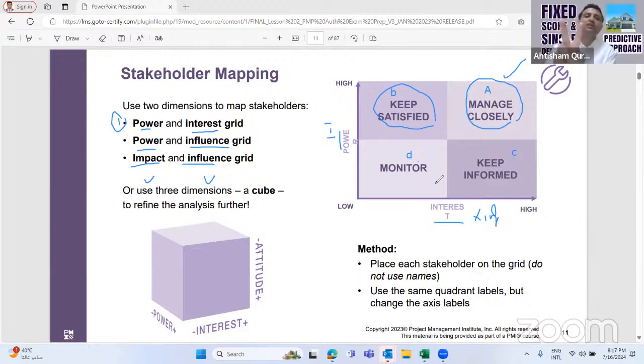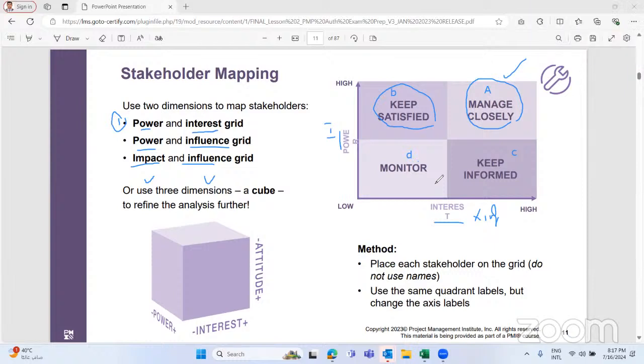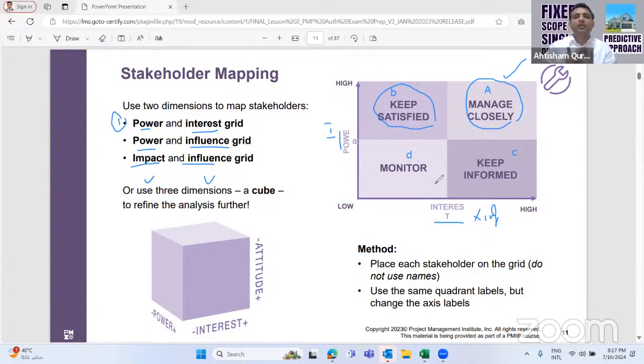Okay, so what we learned today is the two-dimensional matrix, such as the power interest grid. We call it a grid, a 2D grid, a two-dimensional matrix. We are mapping the stakeholders based on their power and interest into the quadrants of a matrix. And then we are deciding the strategies for how we can proceed and engage with these stakeholders, right?